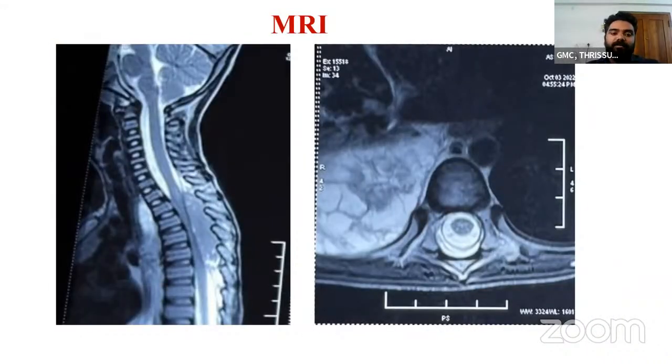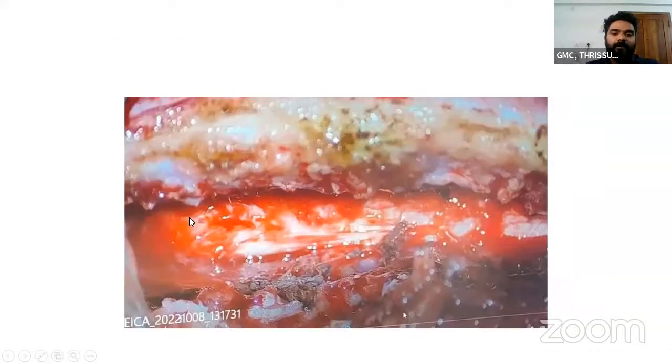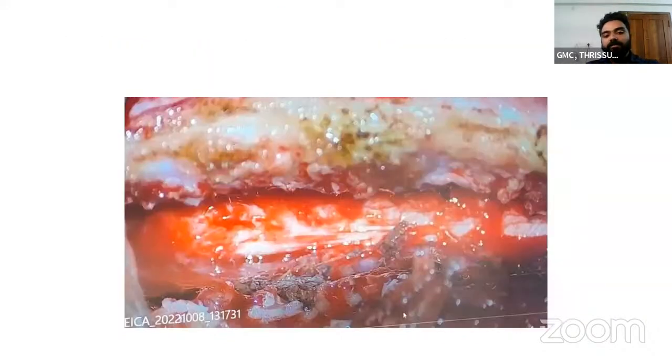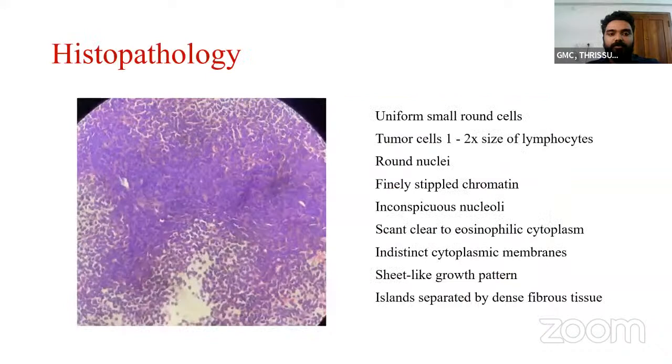This was the MRI taken. It showed an extradural, extramedullary lesion extending from the D1 segment to D6 segment, and extending into the right paraspinal and extrapleural area through the D3, D4, and D4, D5 neural foramens. So the child was taken to neurosurgery, and they did a laminectomy. This was the intraoperative photo, and this was the histopathology picture.